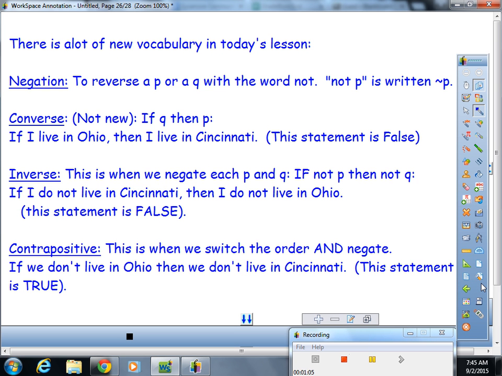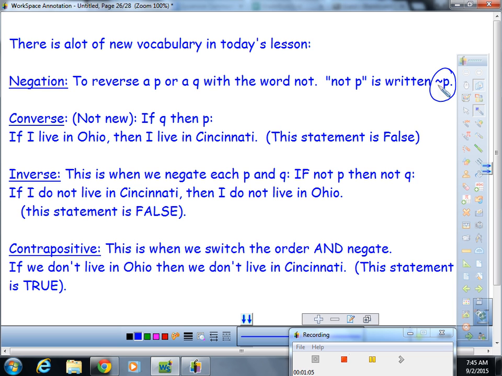All right, now here's all your new vocabulary. A negation is to throw a not in front of something. Okay? So, that would be to say, if I do not live in Cincinnati, that would be the negation of P. Okay? The symbol for not is this tilde. Tilde looks like this little flag thing right there. It might be called tilde. I'm not sure.